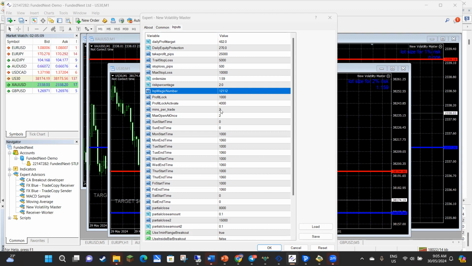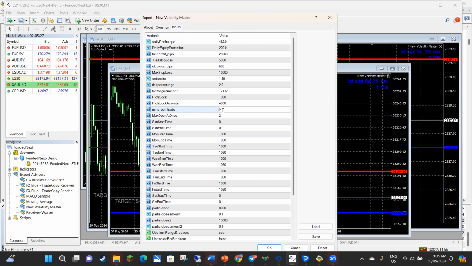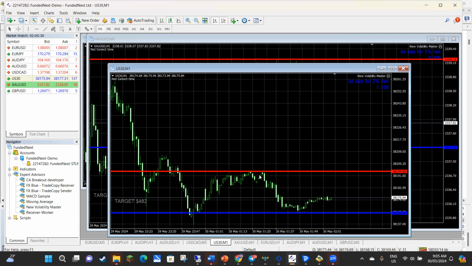Minutes per trade. We've got two different entry methods available on this EA. I tend to set it at 5 on the entry that I'm talking about at the moment. So there's two different entry types. There's one where if it breaks above or below the 1 minute range, it trades that way.